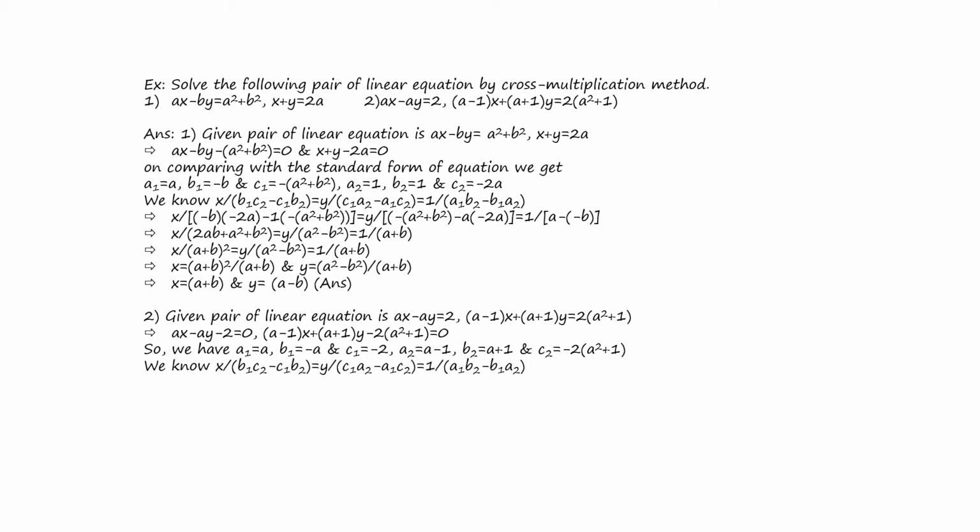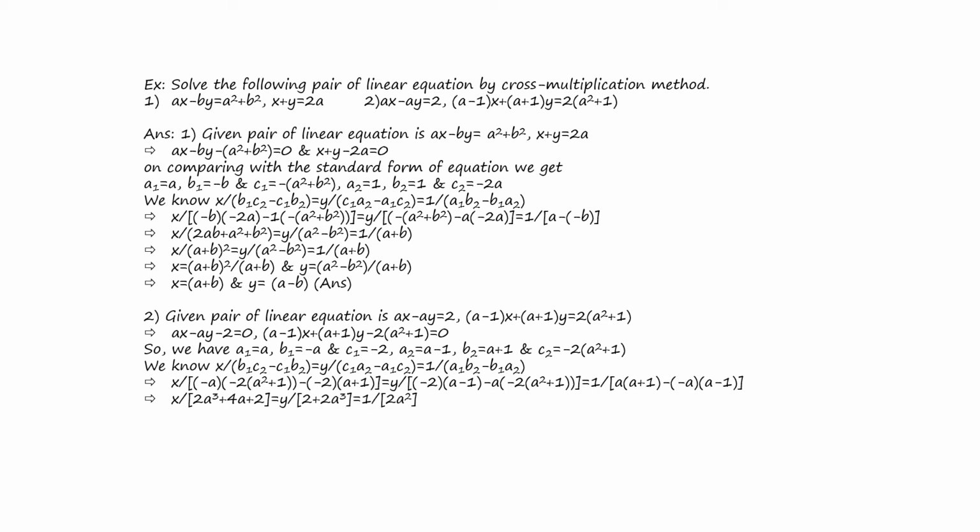Now we know x by b1c2 minus c1b2 equals y by c1a2 minus a1c2 equals 1 by a1b2 minus b1a2. So putting the values, we get x by (2a cube plus 4a plus 2) equals y by (2 plus 2a cube) equals 1 by 2a square. On simplifying, x equals (2a cube plus 4a plus 2) divided by 2a square, and y equals (2a cube plus 2) divided by 2a square.